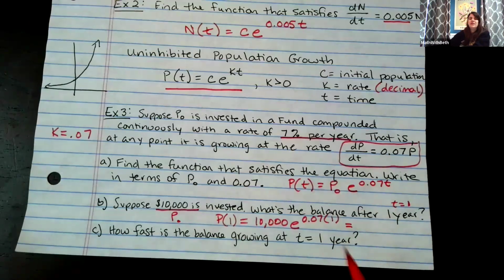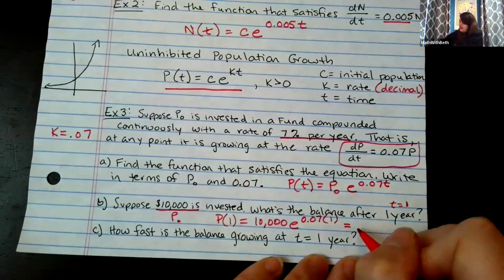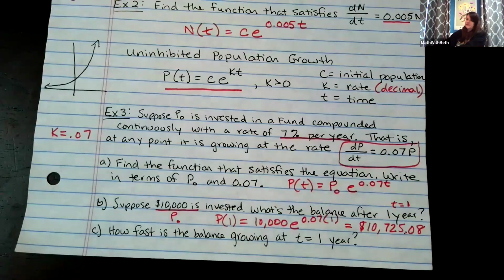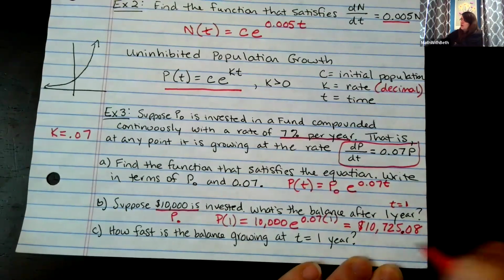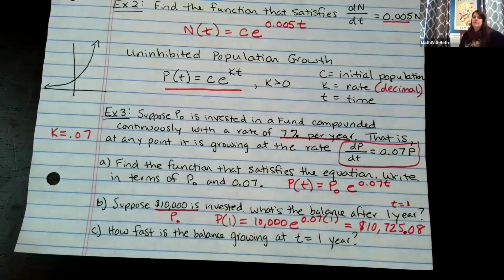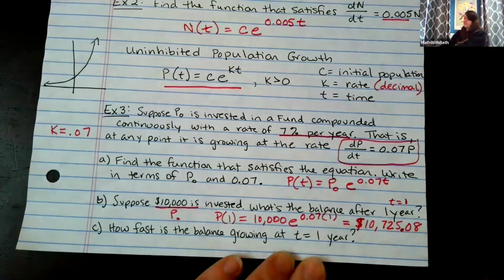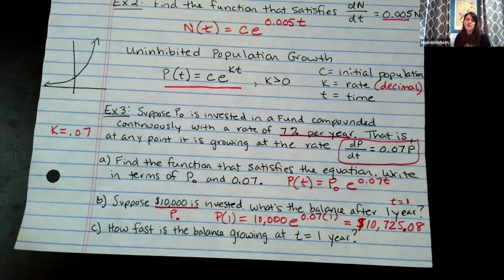So put this in your calculator carefully. Make sure that this stuff is in the exponent spot. And then you should get $10,725.08. If they don't tell you what to round to, always do 2 decimals if you're dealing with money. So this is just a dollar sign here. So that is how much money we would have after 1 year.